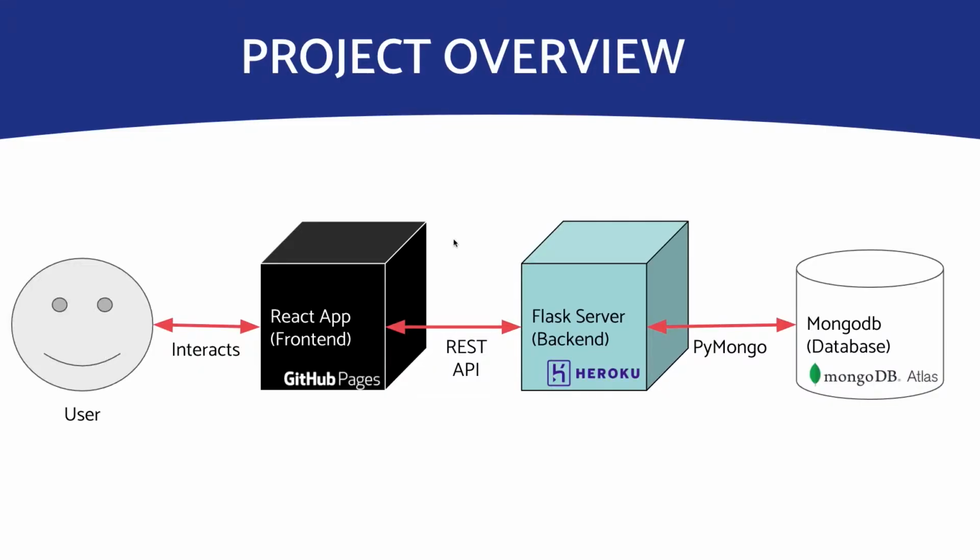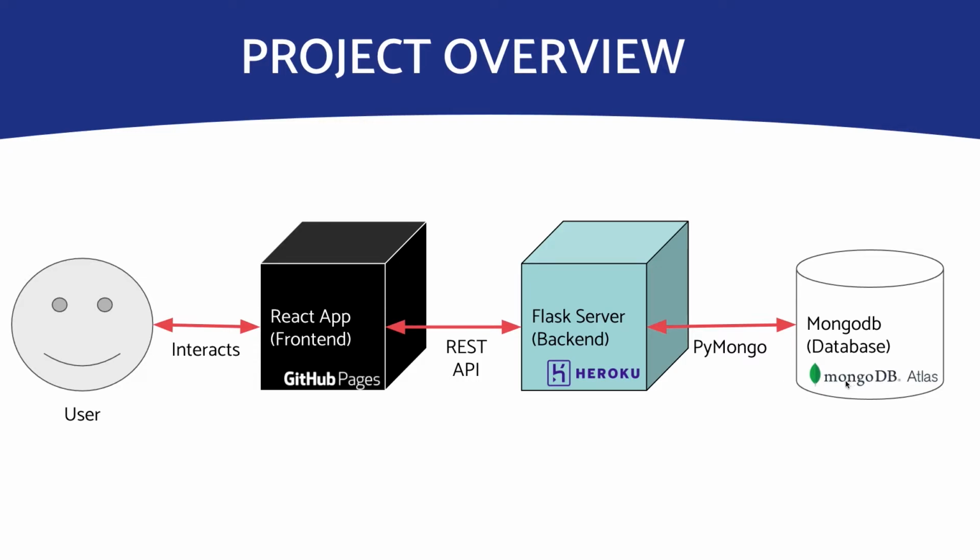So starting from the left here, the user will interact with the front end by clicking on something on the page. The React front end, which is hosted on GitHub Pages, will then call a REST API to the Flask Server backend. The Flask Server backend will be hosted on Heroku and will then query the NoSQL database on MongoDB Atlas.